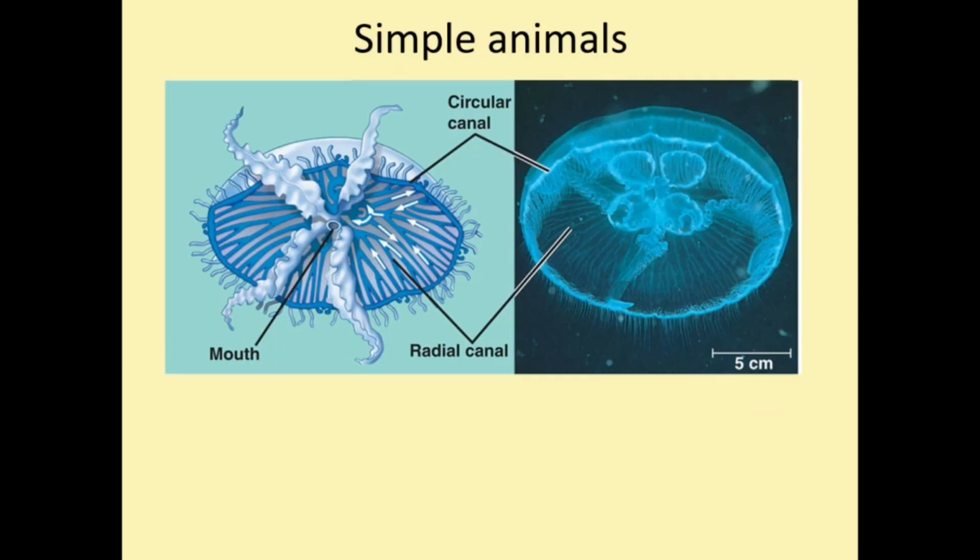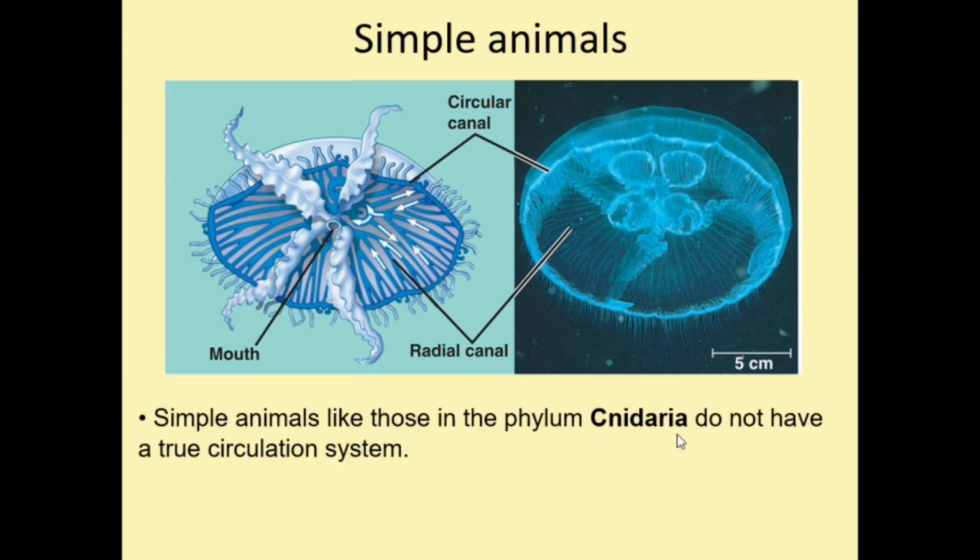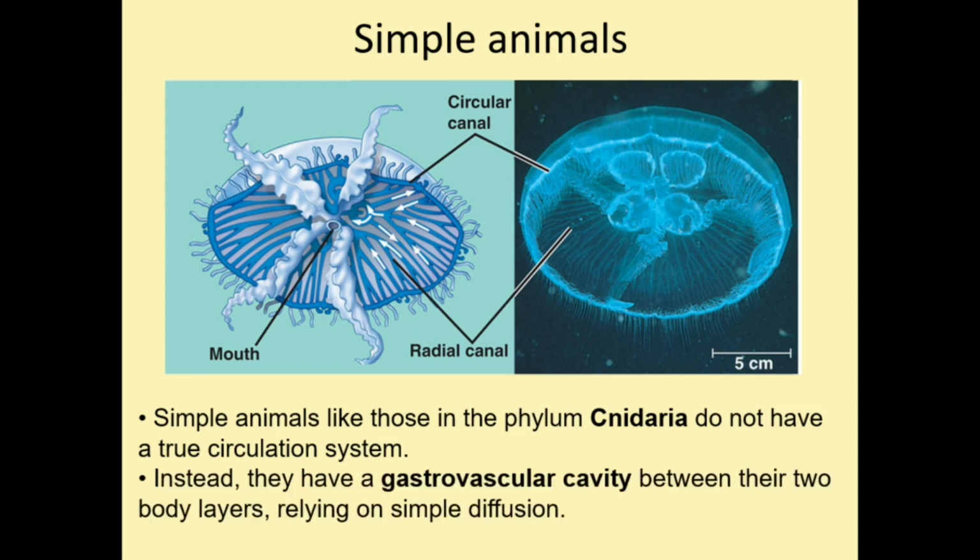So you need a really good system of circulation to deliver things to those parts of the body. So I just mentioned jellyfish and the fact that they can rely on simple diffusion. And here we can see a diagram of a jellyfish. So simple animals like those in the phylum Cnidaria, so those are jellyfish, corals, sea anemones, they don't have a true circulatory system as we would recognize in something like mammals, like ourselves, for instance. Instead, they have mainly two layers of tissue that are separated by a gastrovascular cavity.